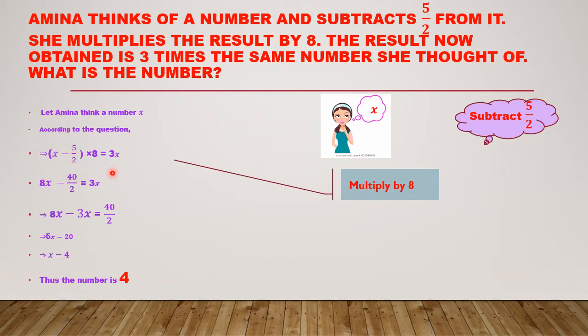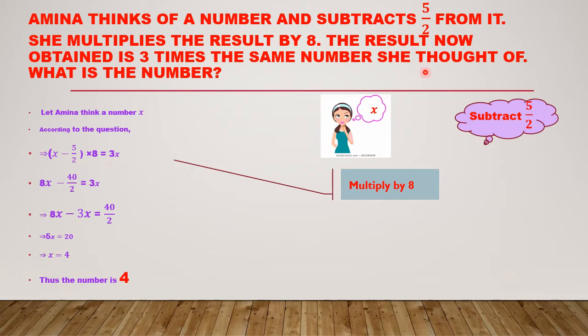And then in the next step, she is again doing something. She is multiplying the result by 8. Result means x minus 5 by 2 is the result, which is in the bracket. It should be multiplied by 8. Now this is the first condition. Here the first condition finishes, and you must write the first condition in LHS.